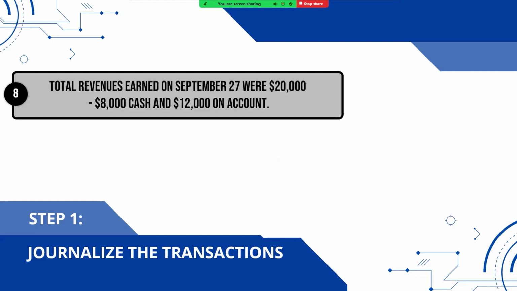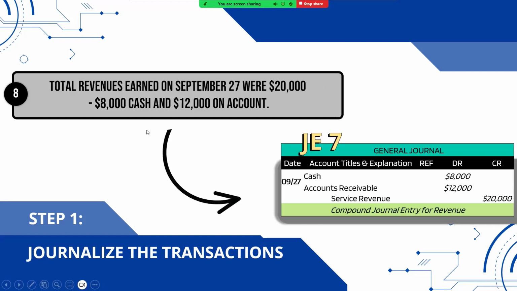Number 8 would be in terms of our total revenues. So we're 20,000. So again, this is gonna connote a compound journal entry. So the things that we need to take into account would be number 1, our revenues increased, and therefore it would be a credit of service revenue of 20,000. But what would be the 2 different accounts affected? One is an increase in cash, so that would be debit cash of 8,000. And since it's on account, that would be an increase for your accounts receivable.